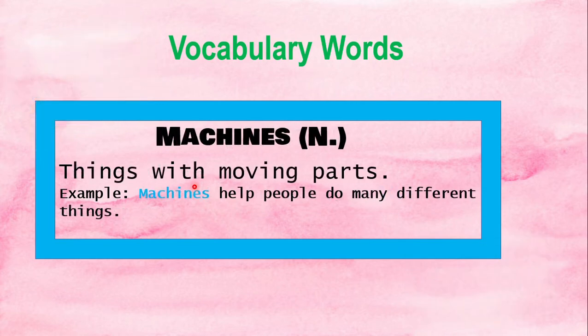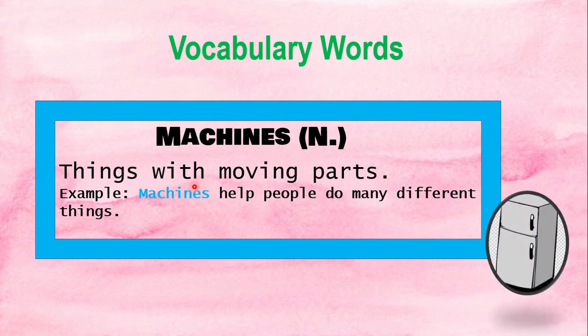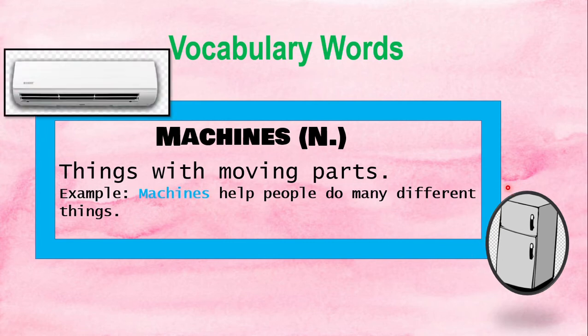Machines. It is a noun. It means the things with moving parts. Things that have moving parts to work. A machine is like the refrigerator, it has moving parts to cool the food, for example. So the refrigerator is a machine. Also, the air conditioner is a machine. It has moving parts inside that make it work. So the AC, the air conditioner, is a machine.